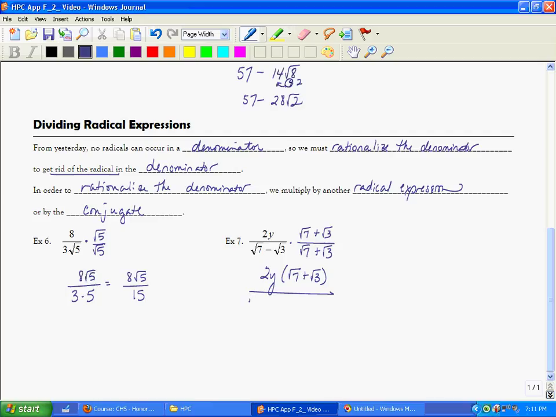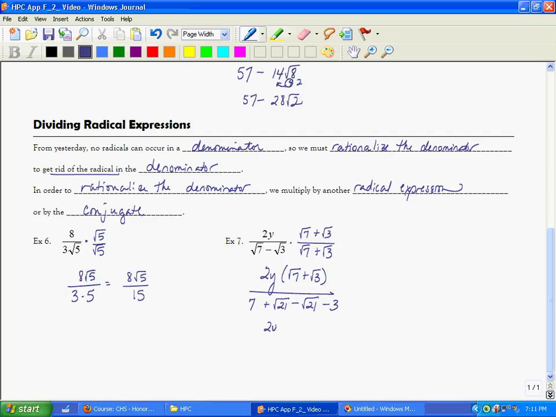Square root of 7 times square root of 7 is 7 for first. Outside is square root of 7 times square root of 3, which is a square root of 21. Inside is a negative square root of 21. Last, positive times negative is negative. Square root of 3 times square root of 3 is 3.